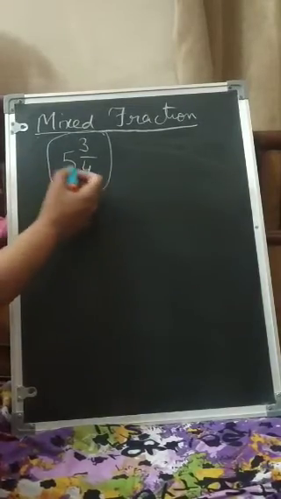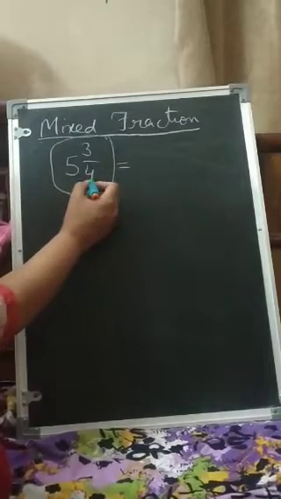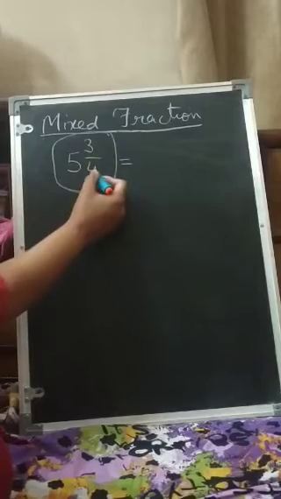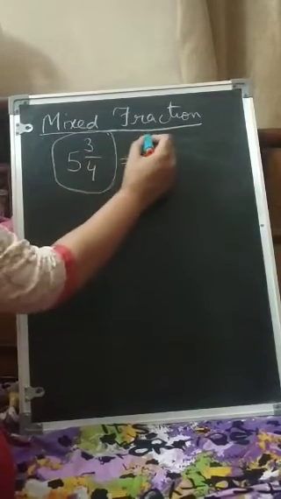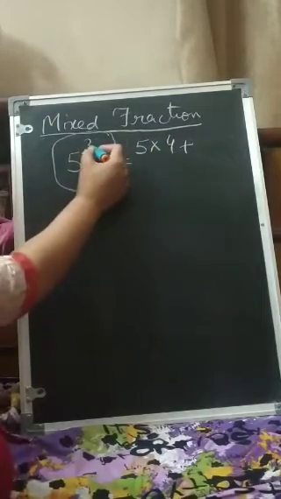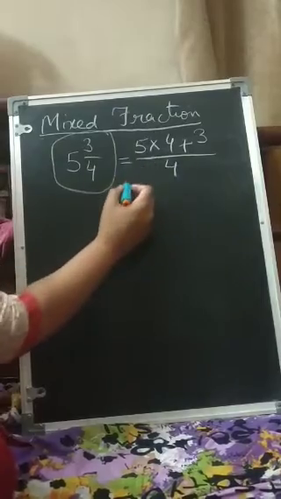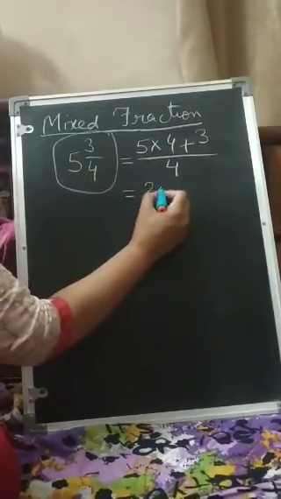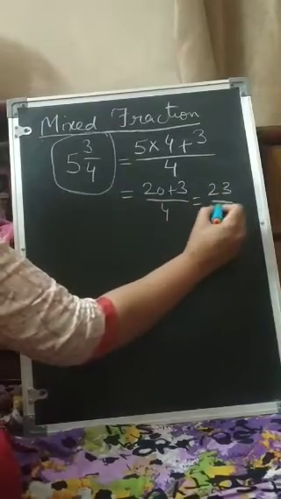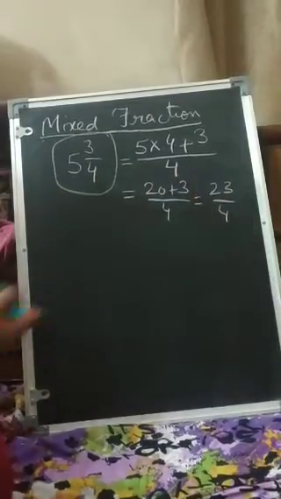Now I will tell you how to change mixed fraction into improper fraction. What is the method? This is denominator, this is integral part and this is numerator. So we will multiply this integral part with denominator plus this numerator, over this denominator. So we will get 5 4s are 20, 20 plus 3 over 4, so 23 over 4. This is the method to change mixed fraction into improper fraction.